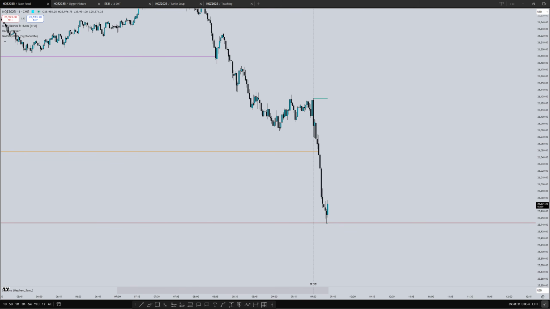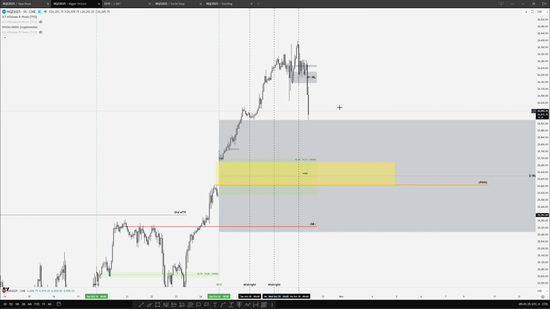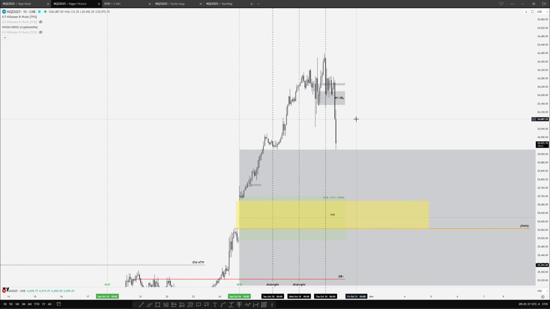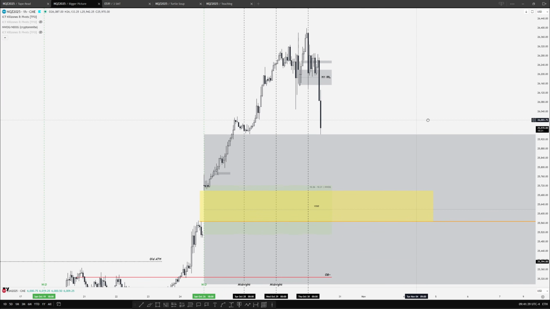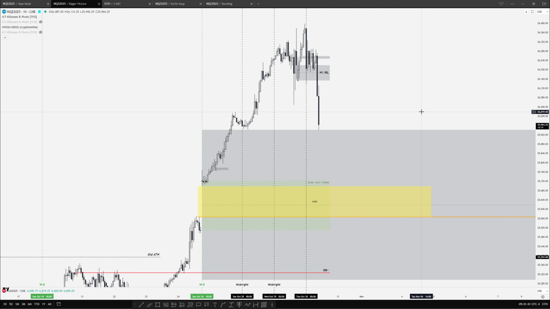All right, so we'll get started here. Obviously today's Thursday, so this is the higher probability day that I wanted to trade, as well as tomorrow. Take a look at your economic calendar. We have no news today, no news tomorrow.